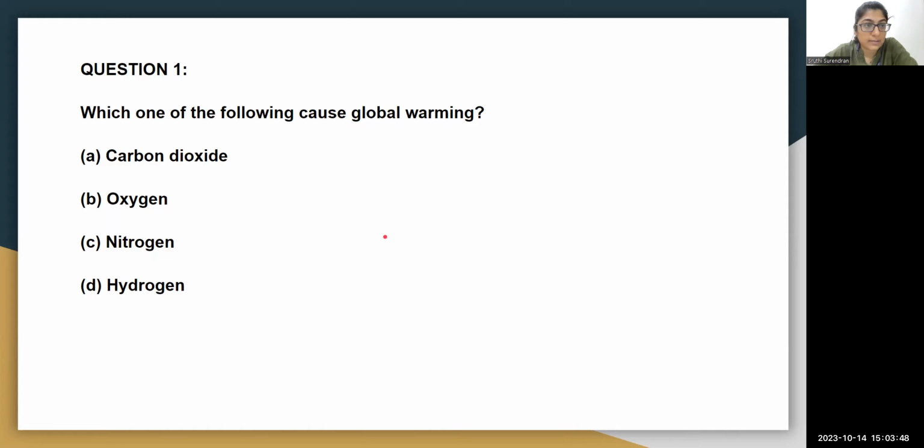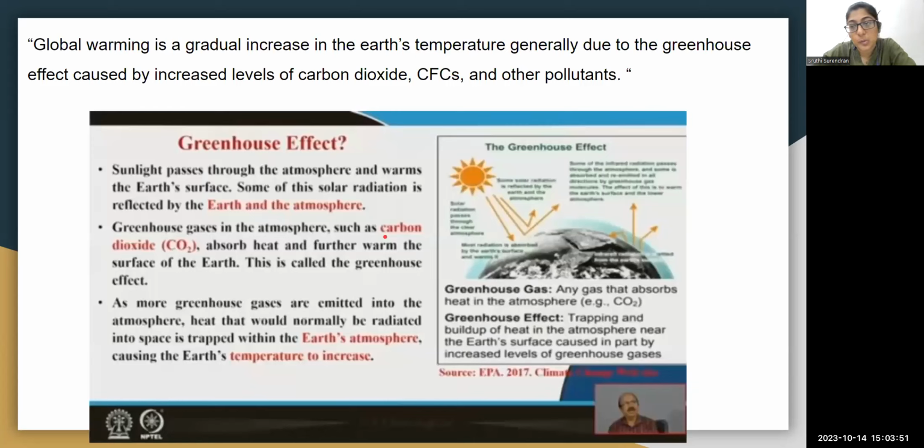Okay, let's move on to the answer. So let's see what global warming is first, and then we'll move on to what is causing global warming. So global warming is the gradual increase in the temperature of the earth because of the greenhouse effect. Now, global warming is a serious problem because the average temperature of the earth, which is supposed to be at an optimal level, keeps on increasing. And this increases as a result of the greenhouse effect.